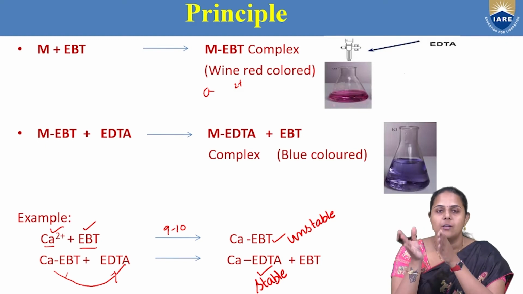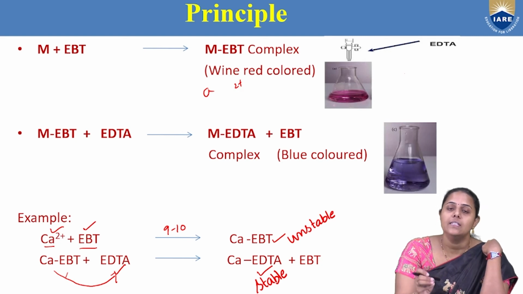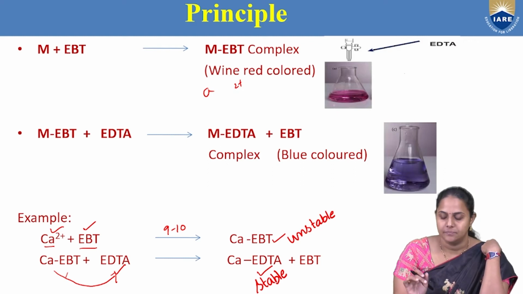Once the endpoint is obtained, a blue color will appear in the conical flask and we will stop the titration. This is the main principle employed in the titration of EDTA, the estimation of hardness of water by the EDTA method.